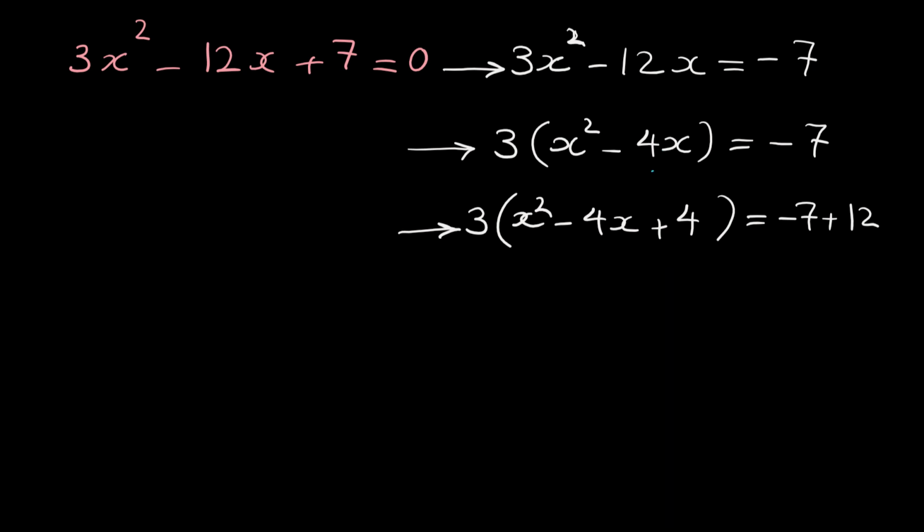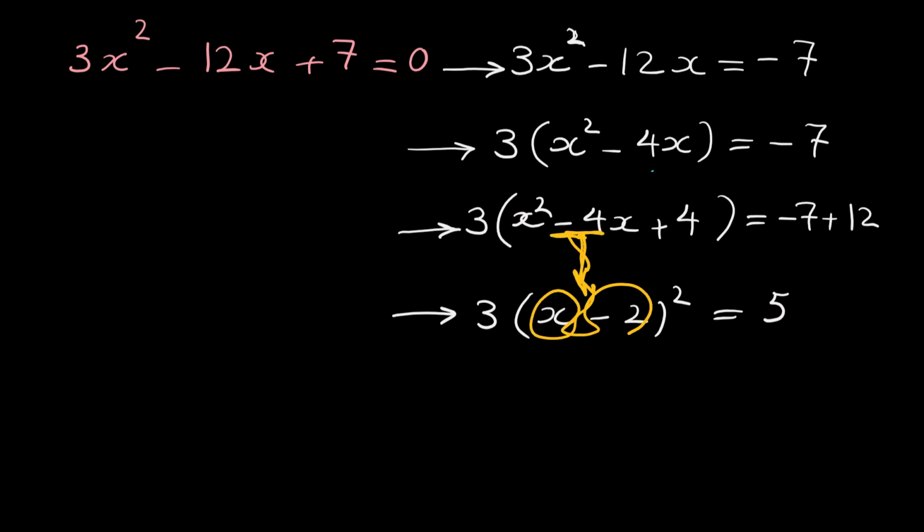Now, we can write the expression inside of the bracket in the form of x minus 2 to the 2. This is as before. And negative 7 plus 12 is 5. Please attention how we write the expression in the bracket. As before, half of this number, half of negative 4 is negative 2. x minus 2 to the 2.